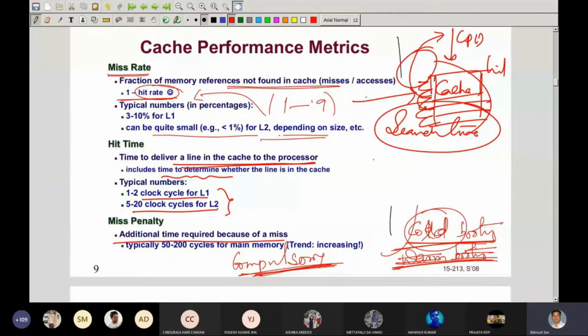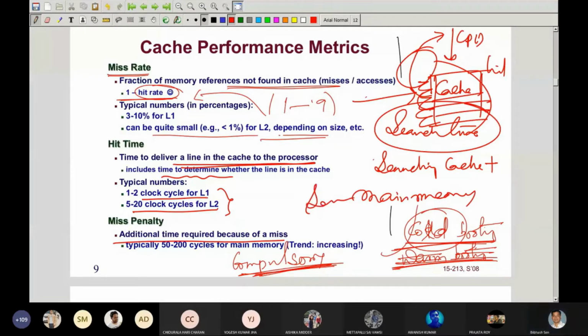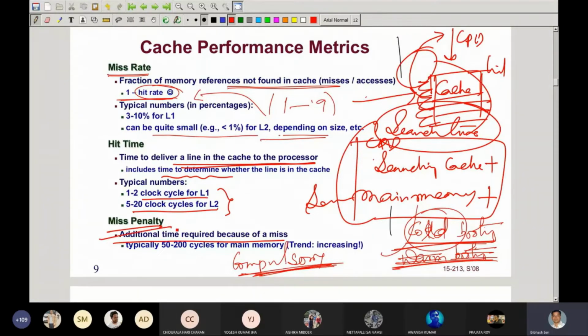That means when it is not found, because searching in the cache is done and that time is lost, then it will go searching in the main memory. So again main memory searching time, plus the time from main memory to CPU. All these things together give you the miss penalty. So additional time will be high in case of miss penalty. Okay, so that is our one point.